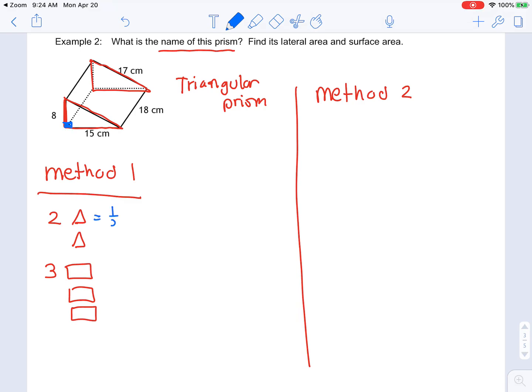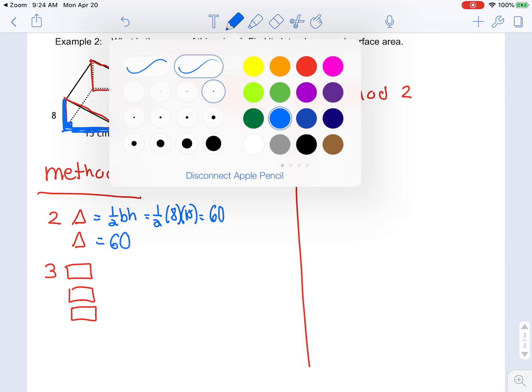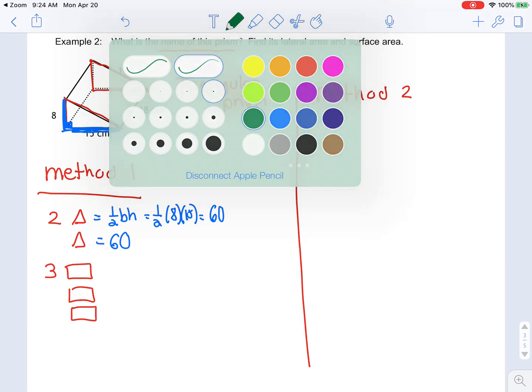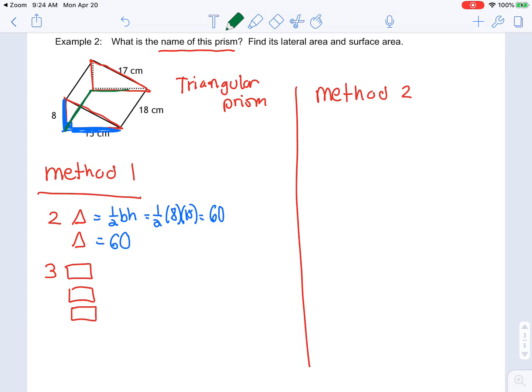To find the area of these triangles, 1/2 base times height, and because they're right triangles, the height and the base are actually identified in the triangle itself. So the area of this one triangle is 1/2 times 8 times 15. 4 times 15 is 60. So that means each one of these triangles is 60. Remember, the bases are always congruent. Now, as for the rectangles, there are 3 of them. They're not always the same. So we're going to look at each one individually.